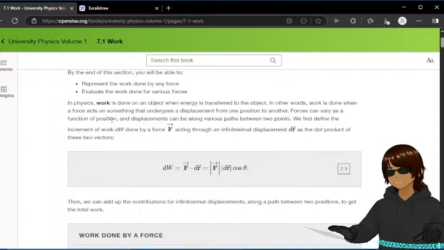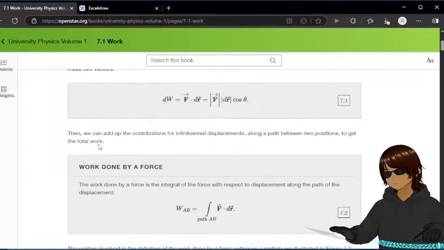Forces can vary as a function of position, and displacements can be along various paths between 2 points. We first define the increment of work done by a force acting through an infinitesimal displacement as the dot product of these two vectors. So the change in work is force times the change in displacement. Then we can add up the contributions of our infinitesimal displacements along a path between two positions to get the total work.